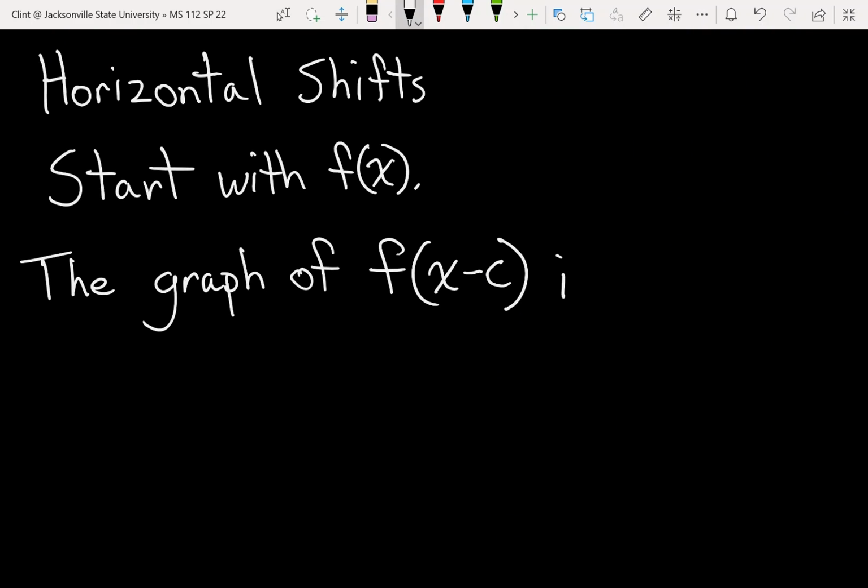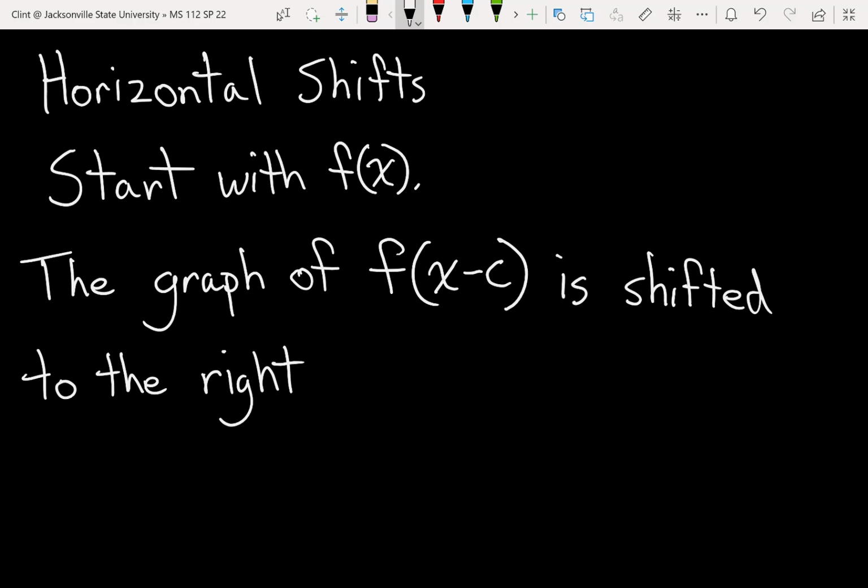So if we have f of x minus c, these are almost kind of backward. If you stop and think about it, it makes sense, but on first impressions they seem kind of backward. If we subtract some number from the x, that means we're going to move the graph to the right c units. So with horizontal shifts, subtracting means we go to the right.